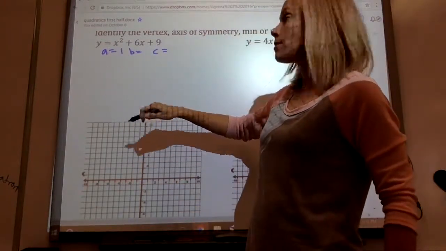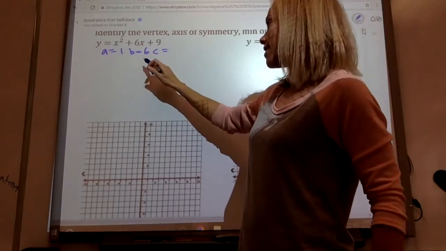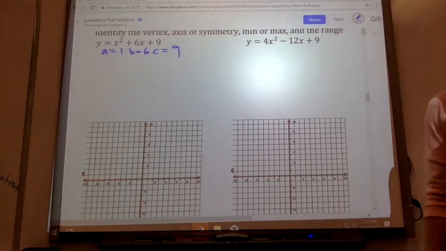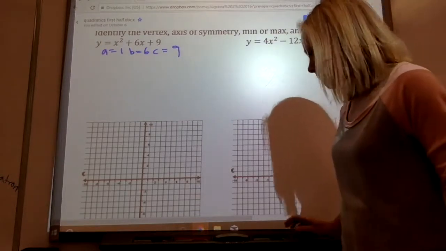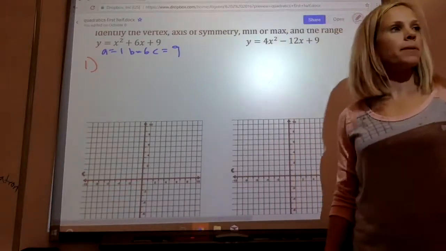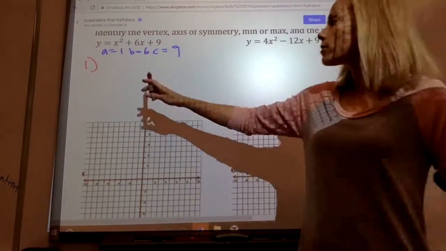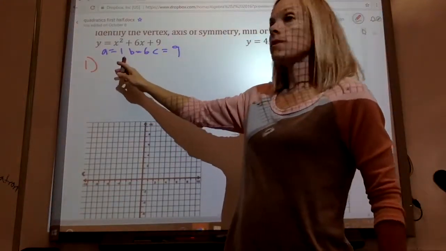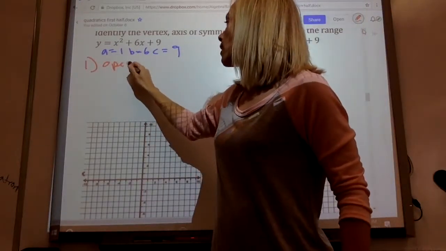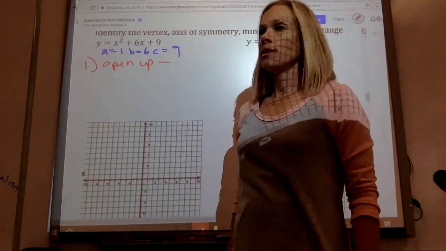B is going to be 6, and C is going to be 9. Okay? Identify the A, B, and C. Then I can go to step 1 and say, does this parabola open up or down? Well, I look at A, and A is positive. That means there was no reflection, so it's going to open up. And if it opens up, is that a min or a max?